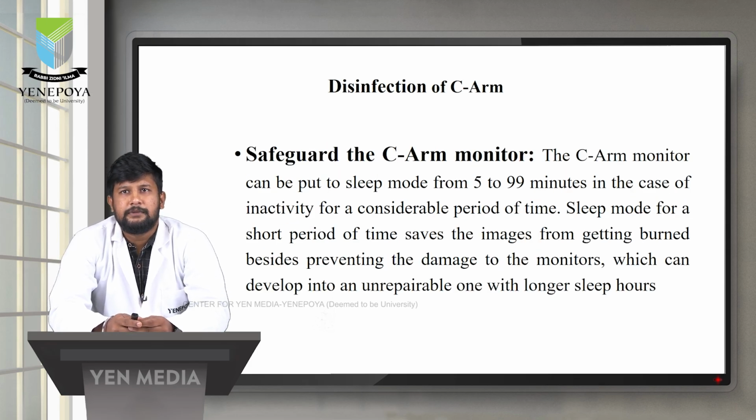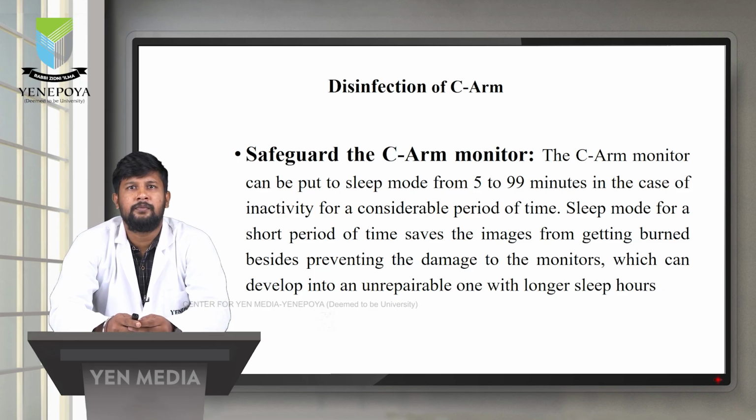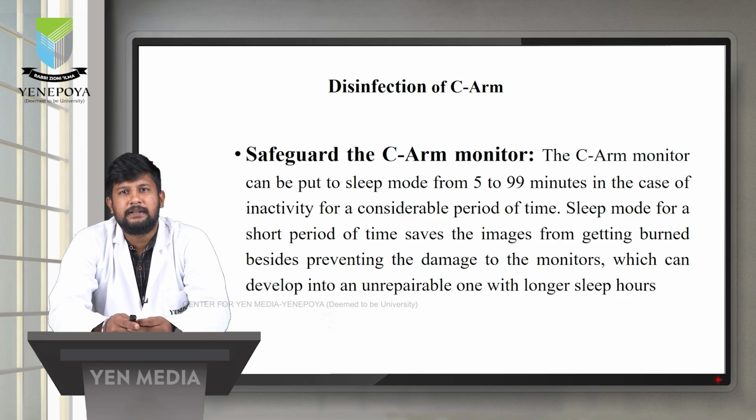Safeguard the C-arm monitor. The monitor can be put to sleep mode from 5 to 99 minutes in case of inactivity for a considerable period of time. Sleep mode for a short period of time saves the image from getting burned, besides preventing damage to the monitors, which can become unrepairable with longer sleep hours.